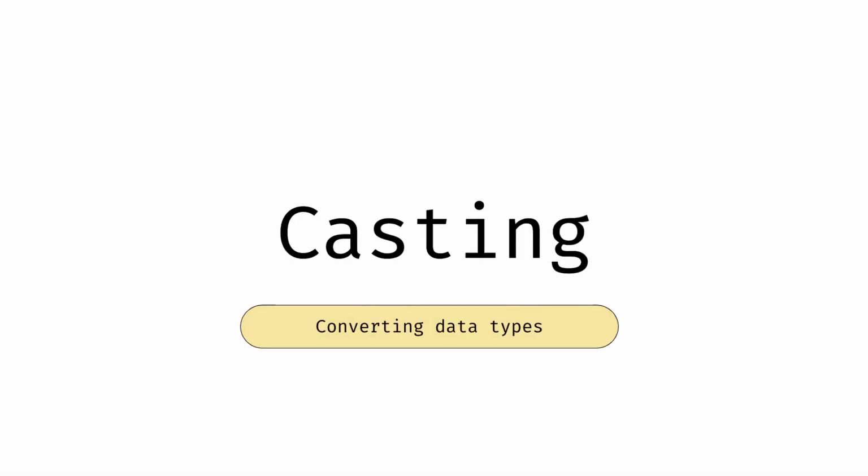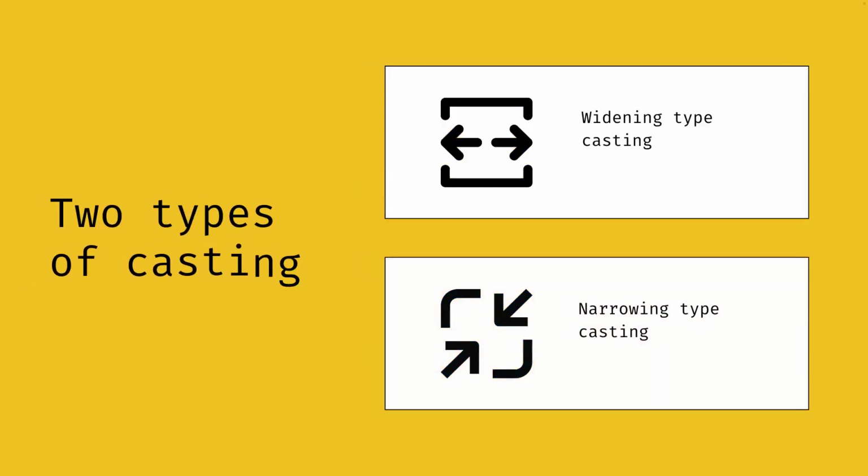Casting is a process that converts the data type of a value into another data type. There are pretty much two different kinds of casting: widening type casting and narrowing type casting.